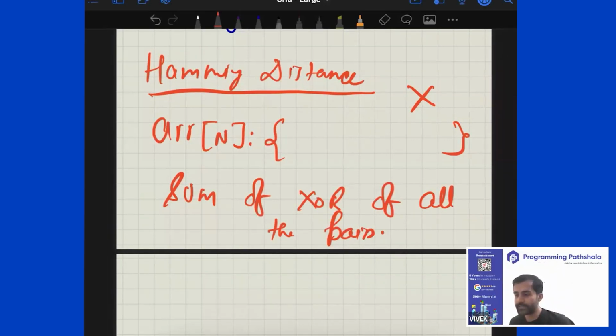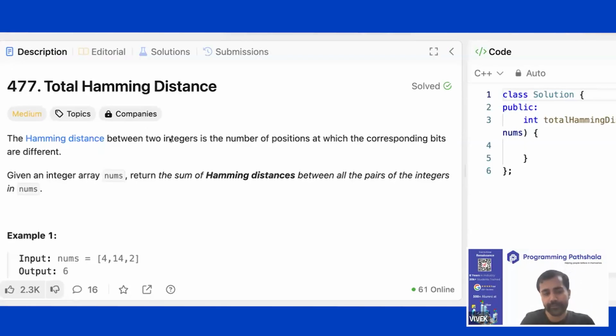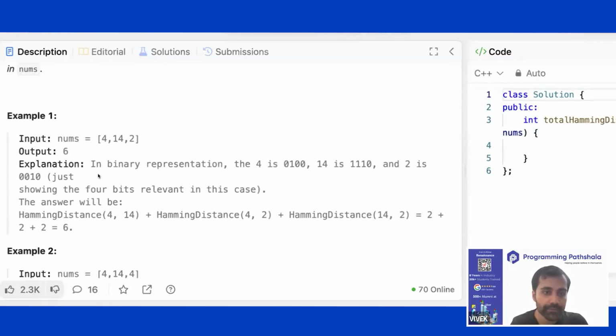So this question is even available on LeetCode. Here the question is formulated in a little different way, but the essence is the same. It says that the Hamming distance between two integers is the number of positions at which the corresponding bits are different. Okay, so given an integer array, return the sum of Hamming distances between all pairs of integers in the numbers.